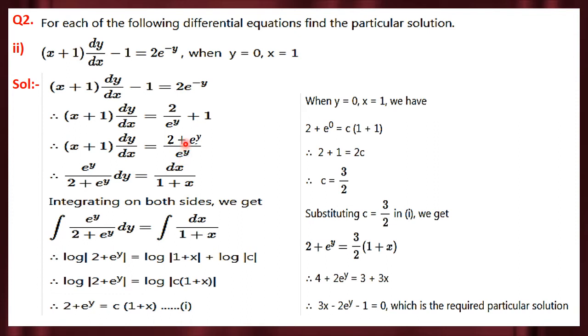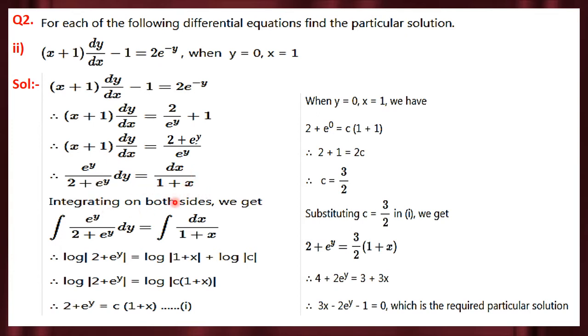Now we will separate the variables, or the functions containing y and x along with dy and dx. Now e^y will go to the numerator and 2 + e^y will go to the denominator when it is taken to the LHS, into dy is equal to 1/(1 + x), that is, dx/(1 + x).